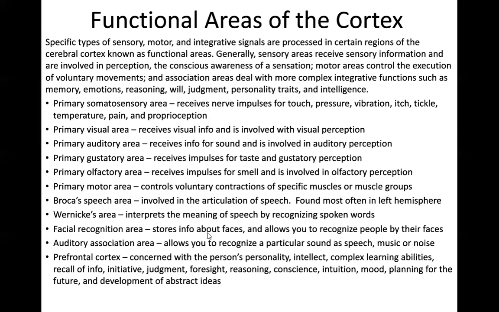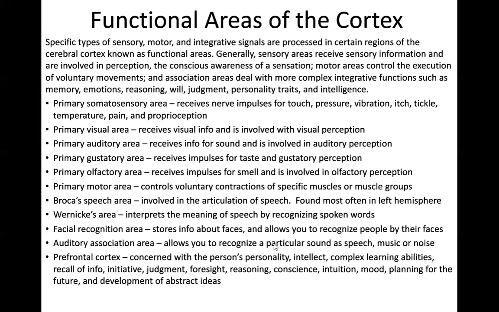Facial recognition area, I kind of think this one's kind of cool. It's going to store information about faces, which is very difficult right now with these masks on, but it allows you to recognize people by their faces. I remember when I took psychology, I believe we were talking about this part of the brain and how people can have damage to this. And when they look at people, they can't really see faces anymore. It's just like a blob of just like gray. That's what they describe it as. So it's kind of cool. Obviously, people's faces are still there, but they have no ability to see and process it anymore.